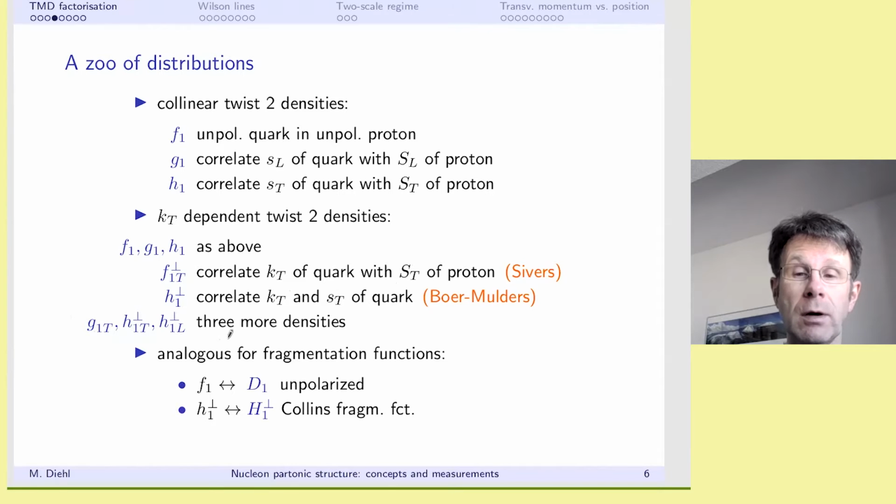And the analog can be done for fragmentation functions. In particular, if the observed hadron is unpolarized or has spin 0, then you have two of such distributions, one for unpolarized quarks fragmenting and one for transversely polarized quarks that fragment into an unpolarized hadron. And that here is called the Collins function.